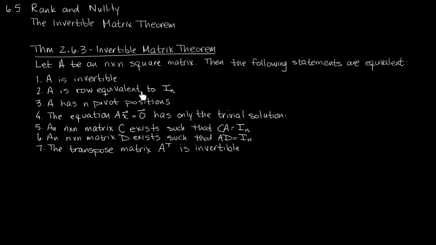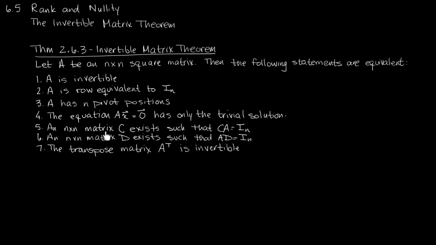If you know it's invertible, or you know it's row equivalent to I sub n, you know that it has n pivot positions. You know that the equation Ax equals 0, where A is the same matrix we started with, for any vector x, has only the trivial solution, which means that x is also 0, right? That's what that means. It doesn't have any other solutions either. It has only the trivial solution.